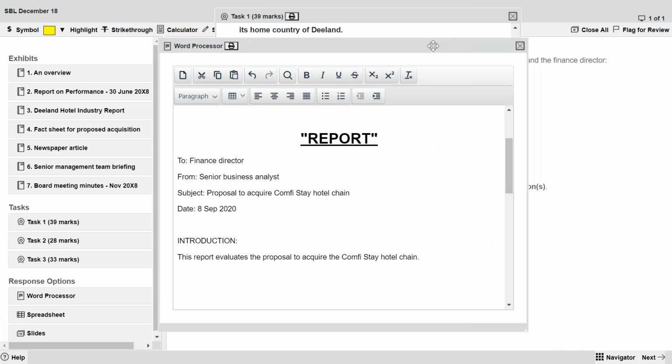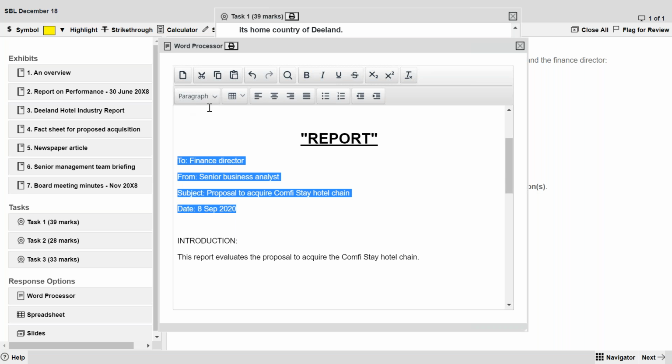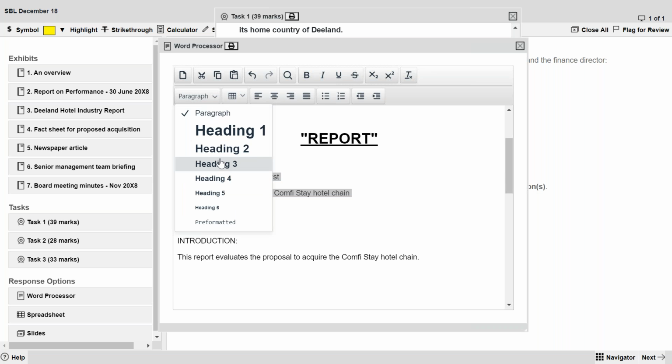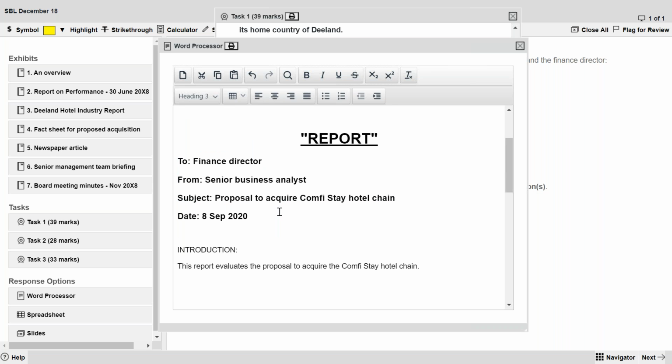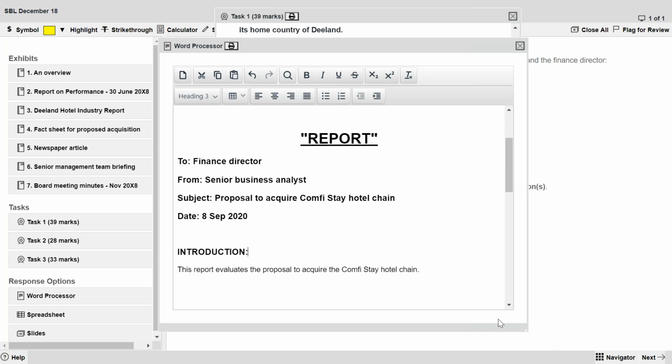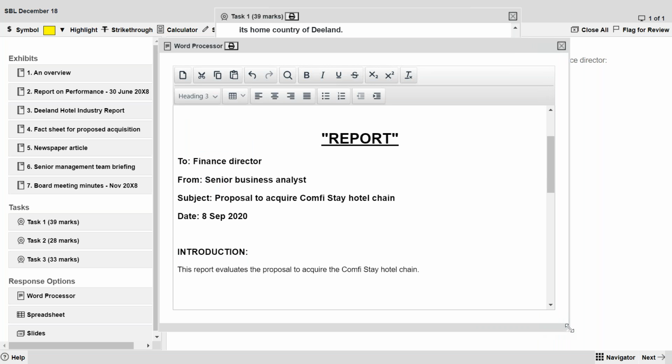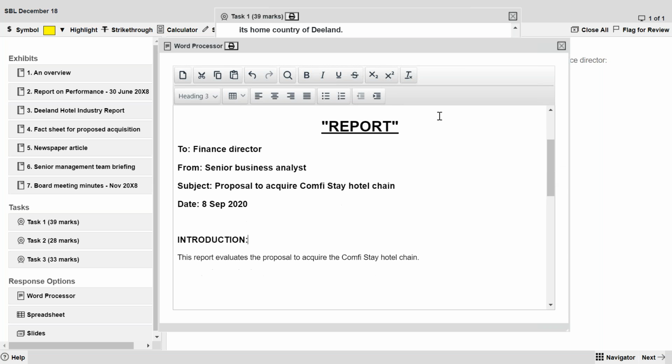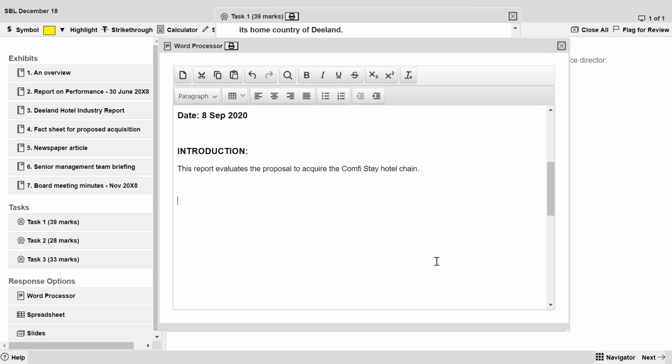So we are now done. Now a bit of formatting. I want this to go in the paragraph section. Select heading 3. So it will become a bit larger. So all headings, I prefer using heading 3. So it looks nice and professional from a board of directors point of view. Do you think it looks nice? It says report in the center, largest font, and then finance director, senior business analyst, subject, date, introduction. Now your answer will start. So I would say suitability. What else?